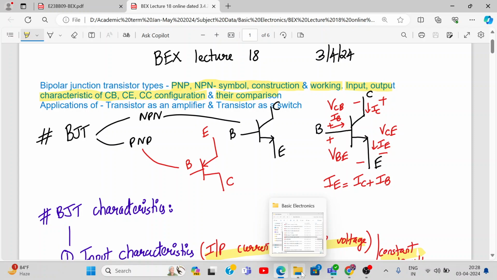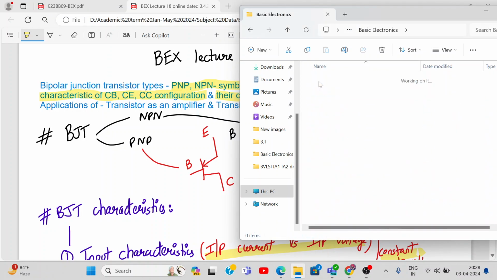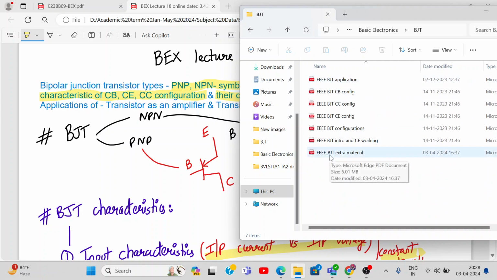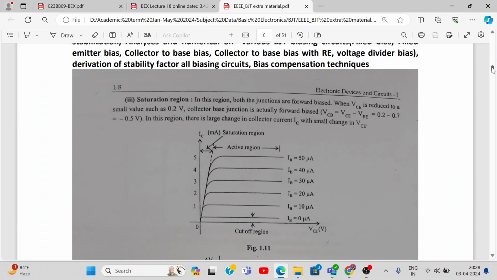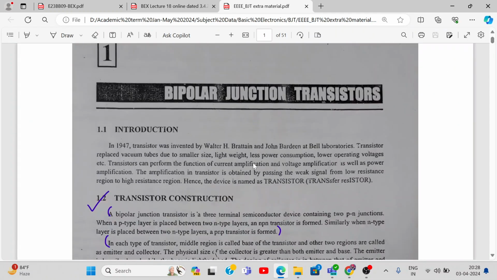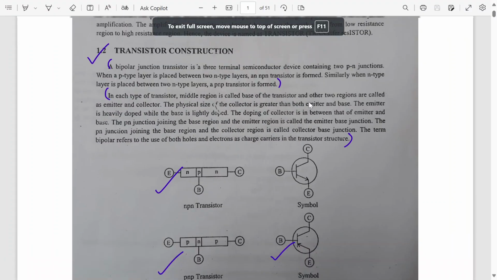Can I go back to one of the PDFs? I have shared with you one PDF called BJT extra material. So open that. I have done the markings for you all. See, whatever has a tick mark you have to study. So for the construction, can you see this PDF, everyone? Hello.